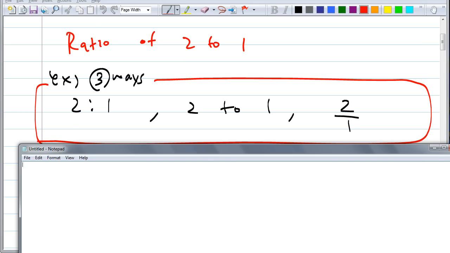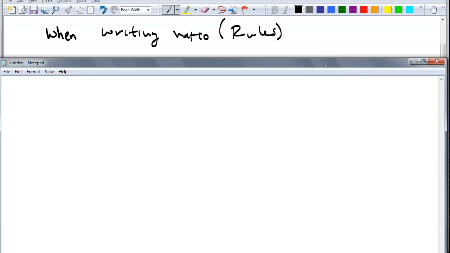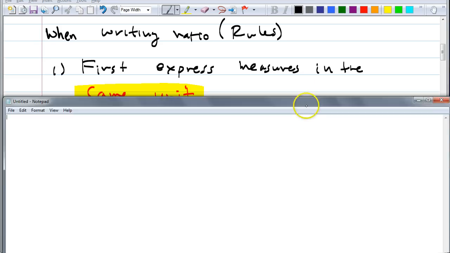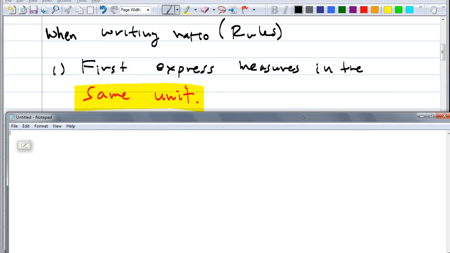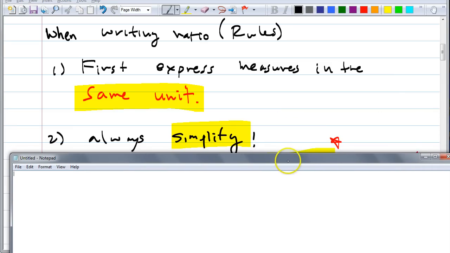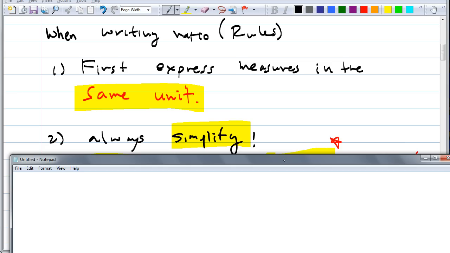Okay, so let's talk about some rules. When you're writing ratios, there are some rules you've got to follow. First of all, we talked about units. What do you have to make sure? The units must be the same. So first, express measures in the same unit. That's the first rule. Second is to always simplify. Well, we do that anyway, right? When we solve or simplify an expression, you want to simplify first, before you move on. But with ratios, you have to really simplify. It's always best to simplify. It's much easier.